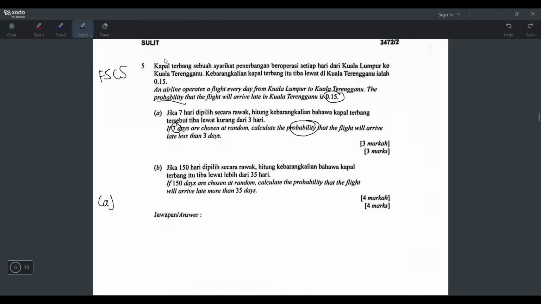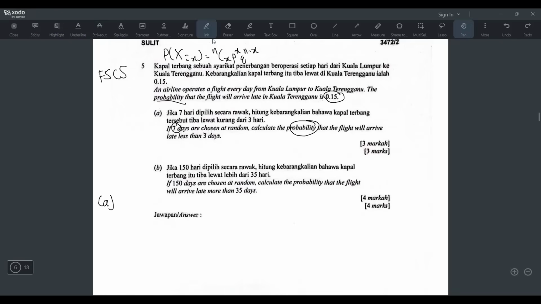And do you remember the formula? The formula is like this: P(X = x) equals nCx, p power x, q power n minus x. That's the formula to find probability for binomial distribution. For this kind of question, we need to find out the n, p, q first. Without the n, p, q, we cannot use this formula later. So what is your n? Very obvious, 7, because they say out of the 7 days.